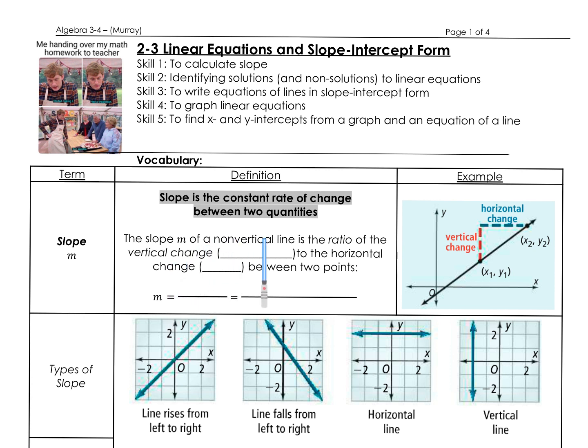The biggest overall aha concept is right here. Slope is the constant rate of change between 2 quantities. So you definitely want to have that down. Super important as you go through your math courses: if I ask you what is slope, your answer should be, it's a constant rate of change.